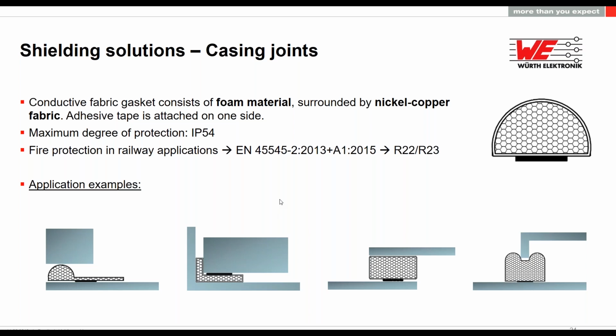These parts normally consist of a foam material surrounded with a fabric, and depending on the material you can choose nickel, copper, or aluminum. Usually they come with adhesive tape on one side for easy placing. They can help the enclosure achieve device protection of IP54 against water. So this is against water splashing and things like this, and there's also certification of fire protection in railway applications.